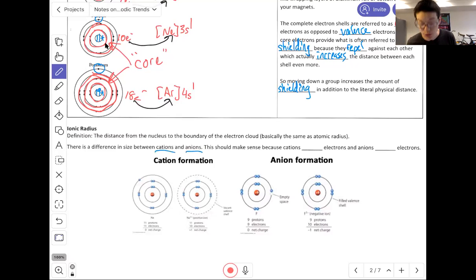So which one of those is positive? Cation. Cations. And anions are negative. Okay, so did cations gain or lose electrons? Lose. They lose. All right, and anions gain. So without even thinking about it too much, if you lose an electron, do you think you get smaller or bigger?